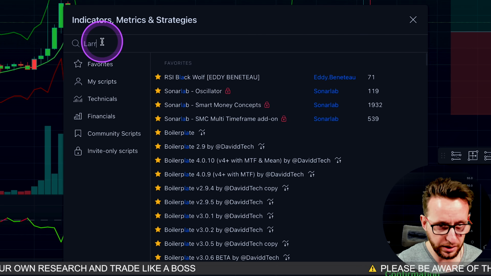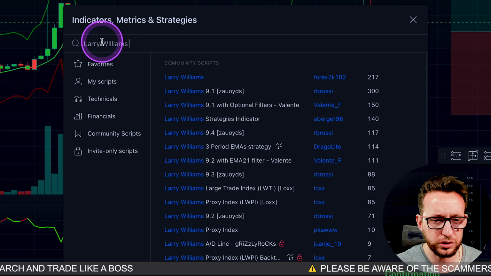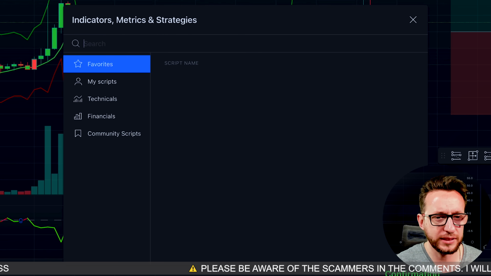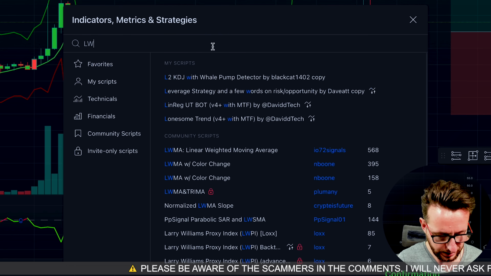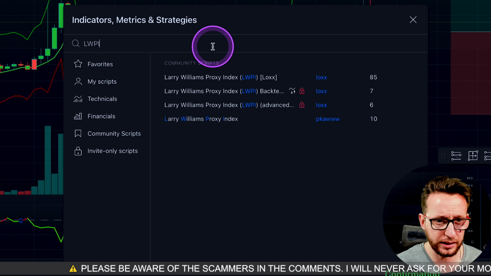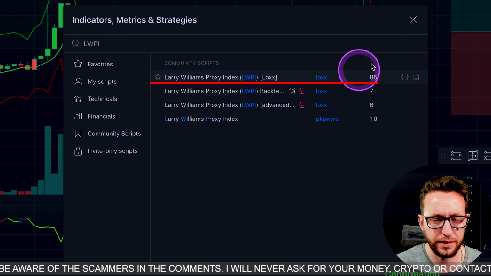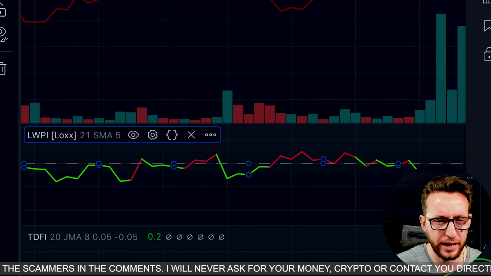Then we have the Larry Williams. Larry Williams has a lot of indicators. The one that I'm going to be using today is the Larry Williams Proxy Index, LWPI. You can find it here. It's by locks here. You can add that there. That's going to add these green and red bands just here.